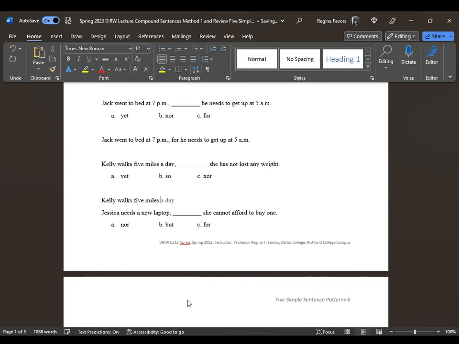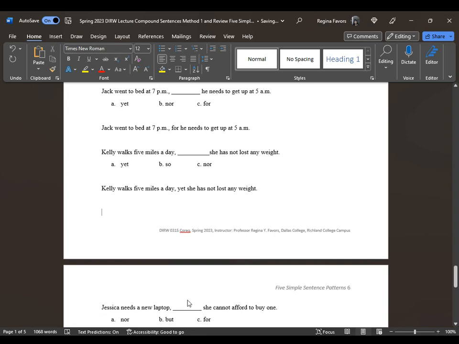Okay. If we look at Kelly walks 5 miles a day, comma, she has not lost any weight. So we're looking for a contrast, right? So we're not going to look for so, because that's going to give us something like a consequence. We're not going to look at nor, because even though there is a negative aspect of this, it doesn't explain why. So Kelly walks 5 miles a day, yet she has not lost any weight. So what is going on with Kelly to the point that she's walking 5 miles a day, but she's not actually losing any weight? Okay.